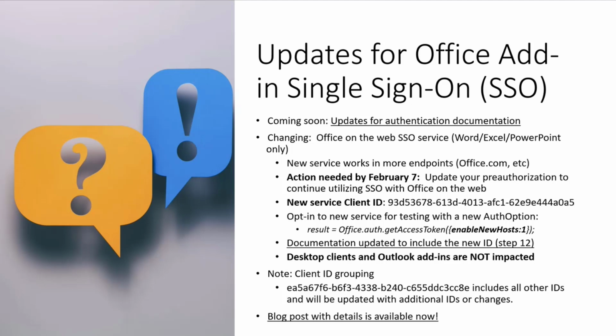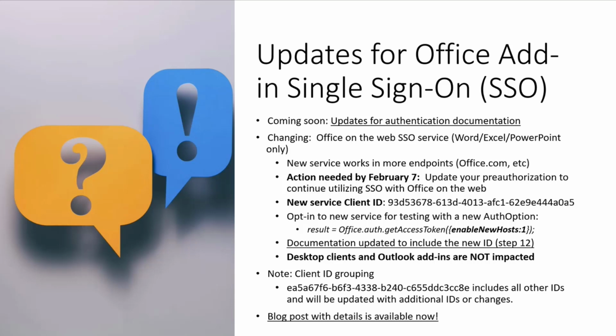Something's changing though, which is Office on the Web, the SSO service that's Word, Excel, PowerPoint only, on the web only. We're changing the service. So right now there's a token service for when you call get access token. It goes and fetches the token from AAD on your behalf and returns it to your add-in. That service doesn't work in all of our endpoints. And we know that support for all the places that Office on the web is, like office.com, is really important. So we've got this new service we're rolling out. It does require a change on your end to continue utilizing SSO if you have SSO enabled.